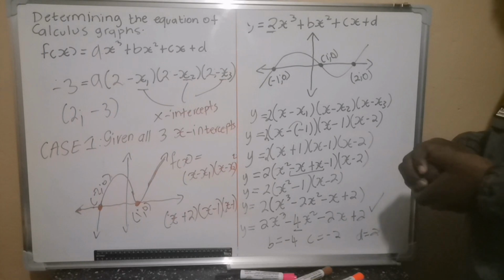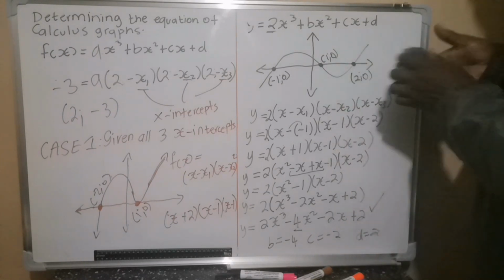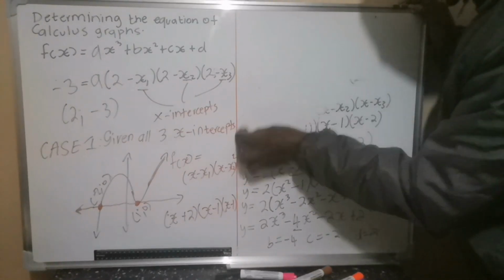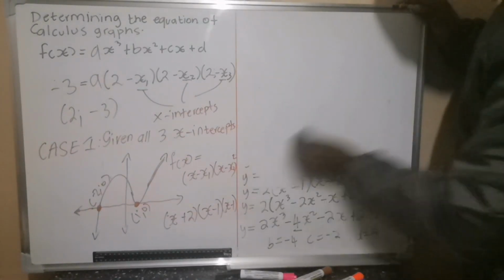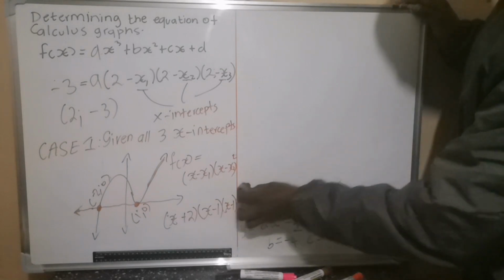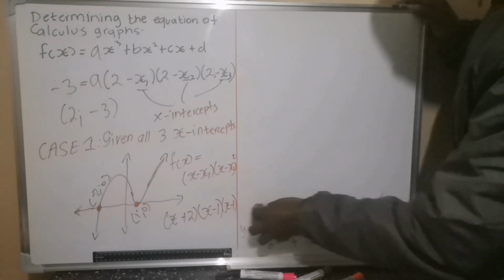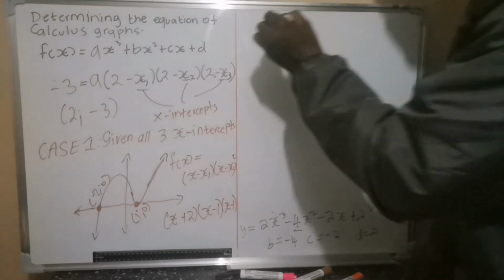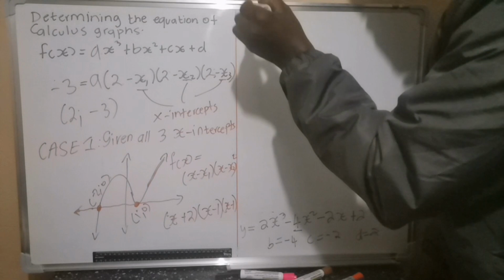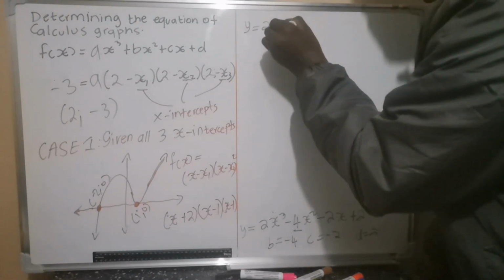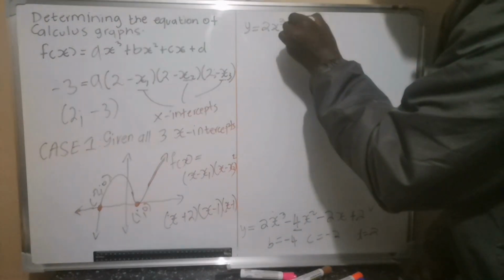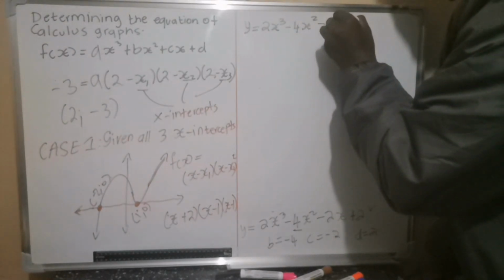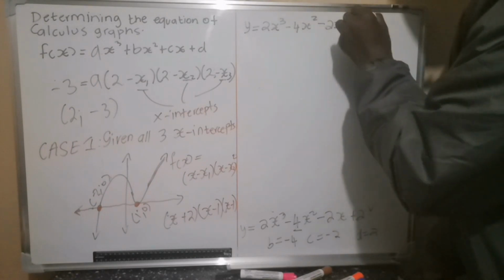So guys, remember now, let me just find. Question number 2 will say, question number B will say that these are the equation again. The equation is y is equal to 2x cubed minus 4x squared minus 2x plus 2.